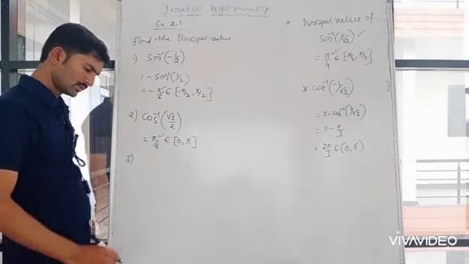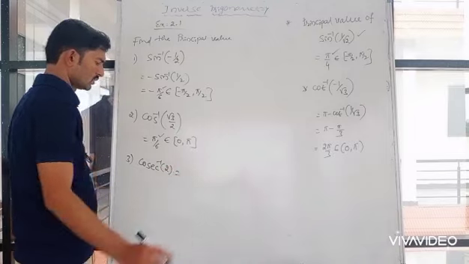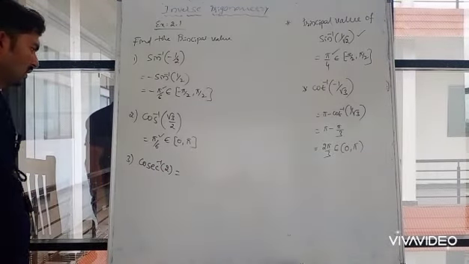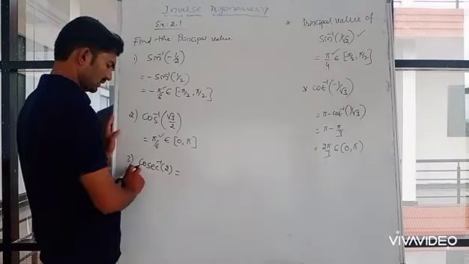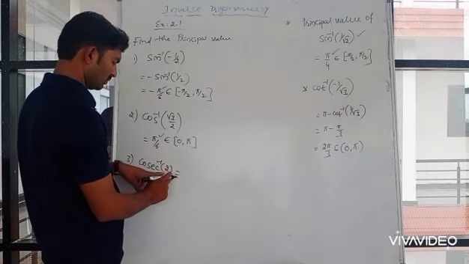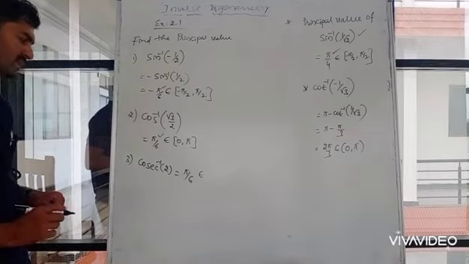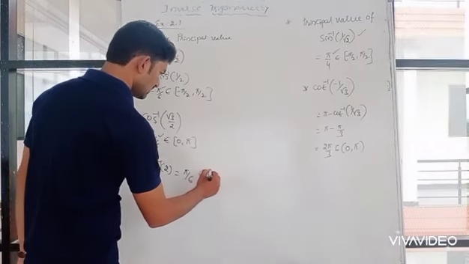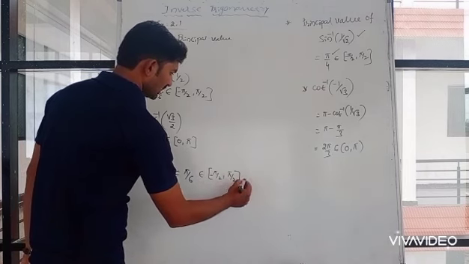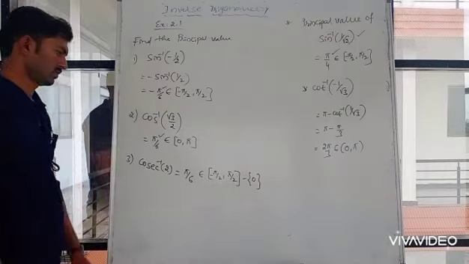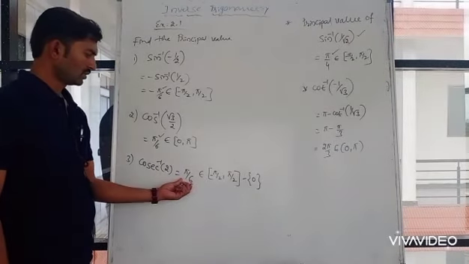Third one, cosec inverse of 2. Cosec inverse of 2 means sine inverse of 1 by 2, which is pi by 6. What is the range of cosec inverse? The range of cosec inverse is minus pi by 2 to plus pi by 2, excluding 0. This pi by 6 lies between these two. So the answer is pi by 6.